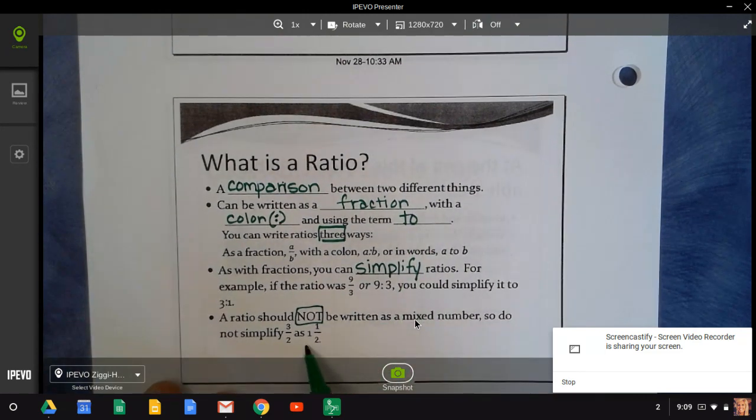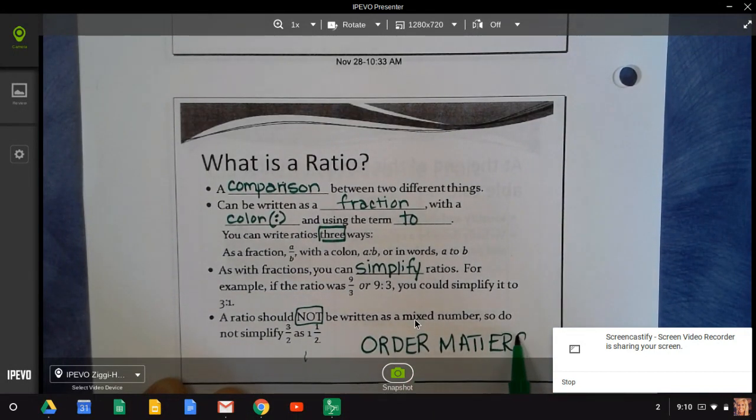When you're writing a mixed number, you see you have 1 1/2. There's no way really to compare that. So we have to write it as 3:2. I also want to write down here that order matters. And it's so important that you write that down as well.